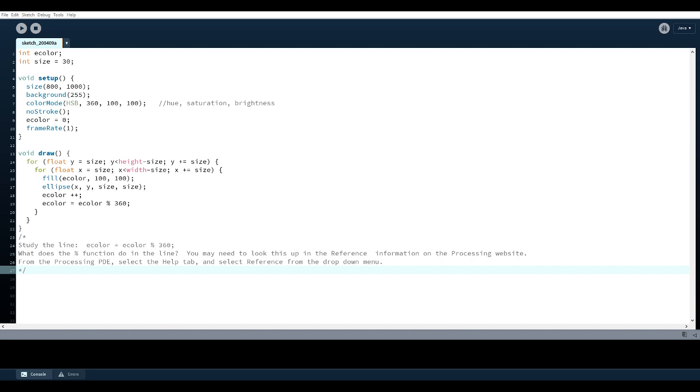what you're going to be doing is you need to look at this line right here and try to determine what this means, and even more specifically, what it does. Check out the reference section up here at Help, click on Reference, and try to figure out what that percent actually does. Like I said, definitely take a minute and try and figure that out.